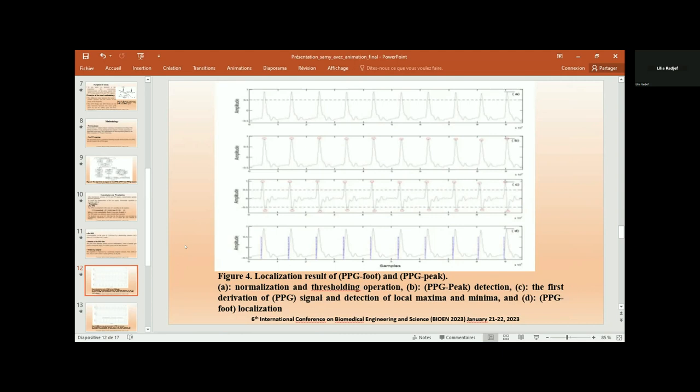Figure 4, localization result of PPG foot and PPG peak. A, normalization and thresholding operation. B, PPG peak detection. C, the first derivative of PPG signal and detection of local maxima and minima. And D, PPG foot localization.